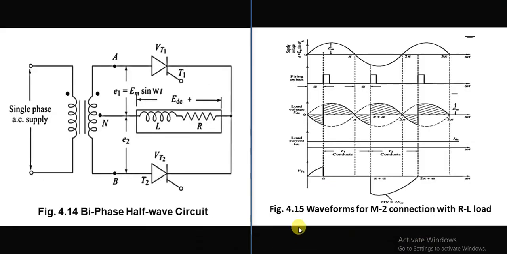So now let us have a look at the circuit diagram as well as the waveform. During the positive half cycle, this T1 is on. When T1 is on during this positive half cycle, at firing angle alpha, you will get the output.